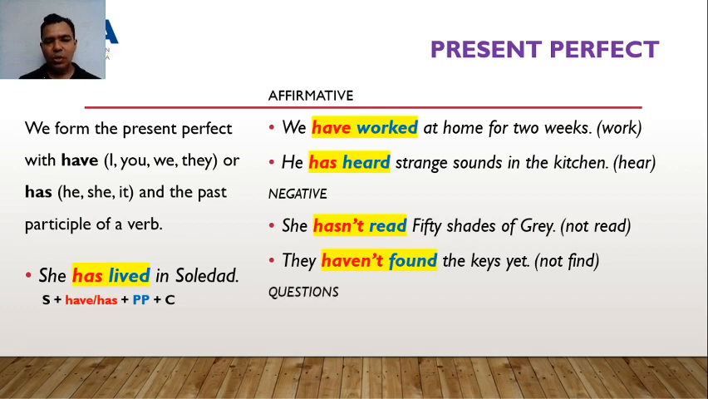What about questions? Questions are done with the verb have or has at the beginning, before the subject, and then the past participle. In this case, this question is, have you eaten sushi? Have you eaten sushi?